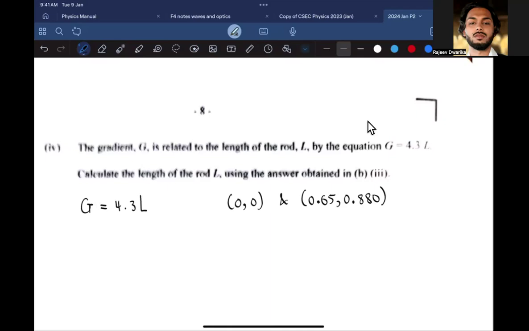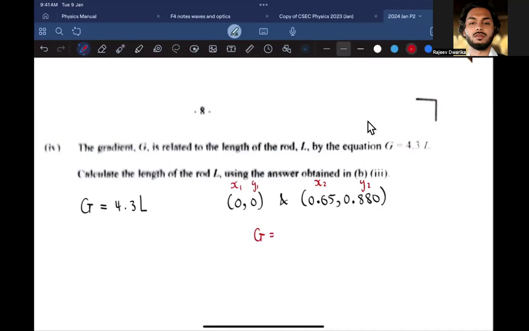Does it matter which one I call x1, y1, and x2, y2? No. It does not matter. You'll get the same answer either way. But it's common practice to let the smaller one be x1, y1. So we could let this be x1, y1. We could let this be x2, y2. And if that's the case, let's find the gradient.